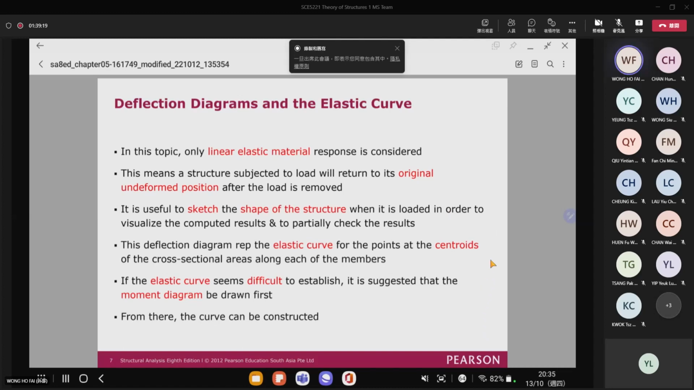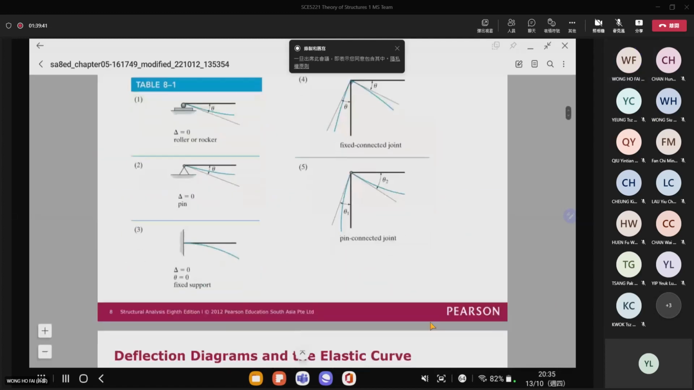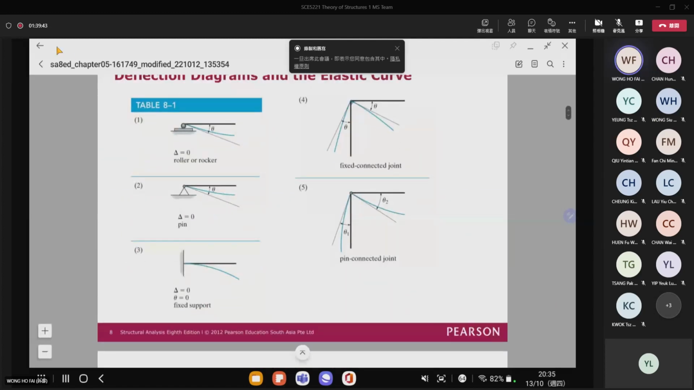And then to construct or estimate the deflection of the structures, if sometimes it is difficult to estimate, then we can use the moment or bending moment diagram. So we will mention the way to use the bending moment diagram to estimate the deflection of the structure. First of all, you can take a look at different support conditions, where the deflection will be different.